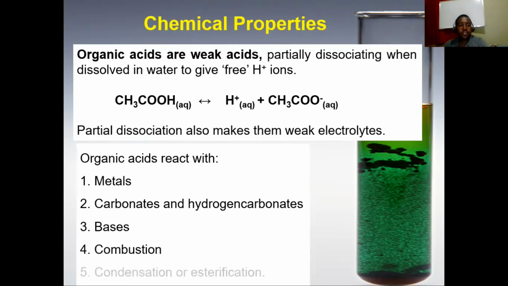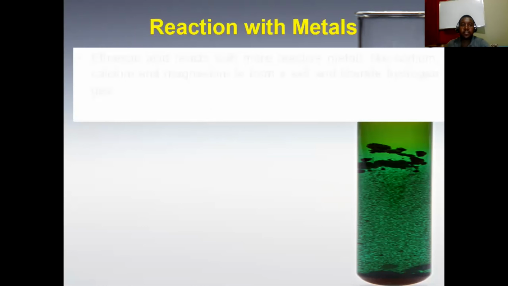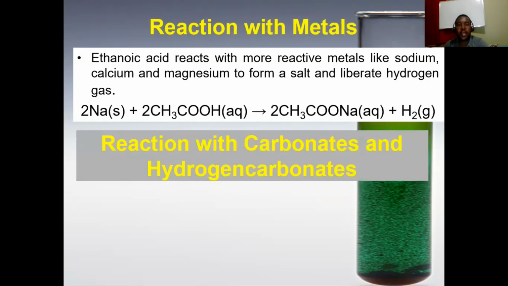So organic acids react with metals, carbonates, bases, combustion, condensation, or esterification. Right? So it's an acid, so it reacts with the metal to give you a salt and hydrogen. It reacts with the carbonates to give you salt, water, and carbon dioxide. It reacts with a base to give you a salt and water. Right? So it gives you the general reactions of acids.